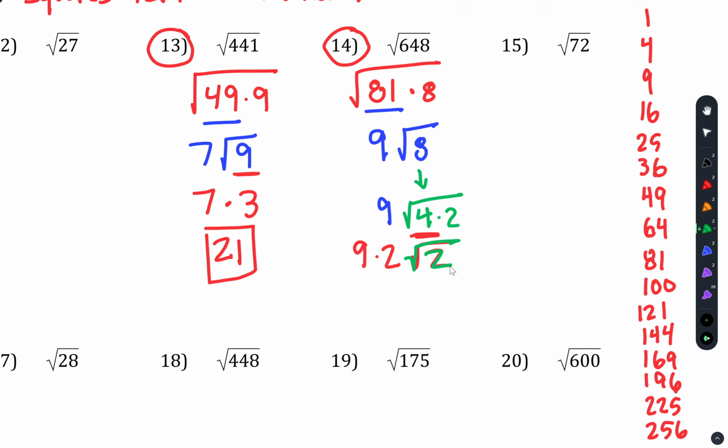Maybe I'll keep this green for our sake. So our final answer, I have the 9 from the first step, the 2 from the second step. That becomes 18 radical 2. That's a lot of steps. Did we all follow that? Any questions or things that I need to clarify for you? We're good?